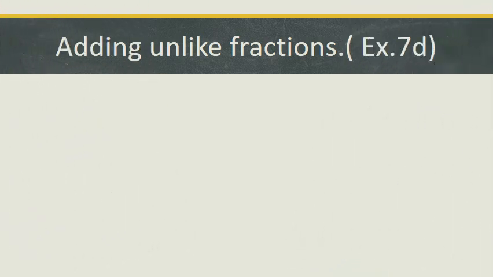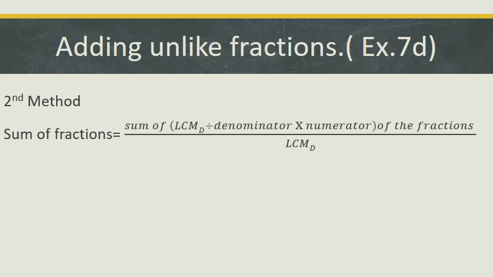Now children, let us see the second method of adding unlike fractions. So here what we have to do, in order to find out the sum of fractions, we just need to write the sum of (LCM D divided by denominator multiplied by numerator of the fractions) upon LCM D. And now children, LCM D is the LCM of the denominators of the unlike fractions which we are adding. Now this method will be more clear to you when you will go through the examples.